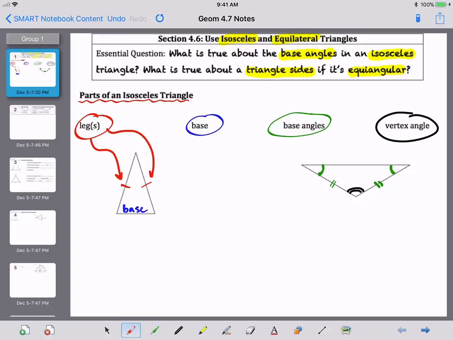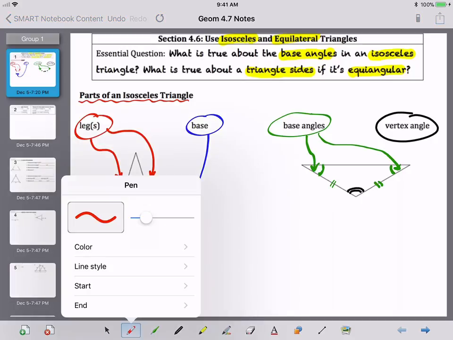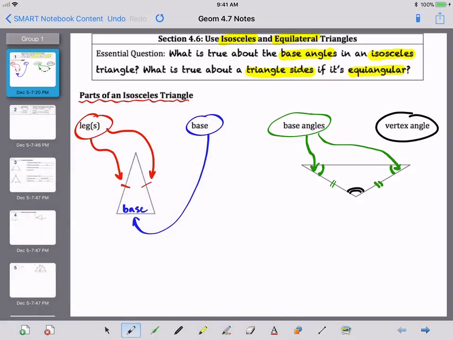So when we refer to the legs, that's the two congruent sides. When we refer to the base, that's the third side that's not congruent. When we refer to the base angles, we're talking about the two congruent angles here. And then when we talk about the vertex angle, we mean the angle that is not the base angle.